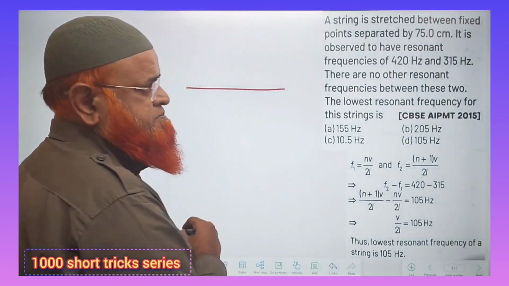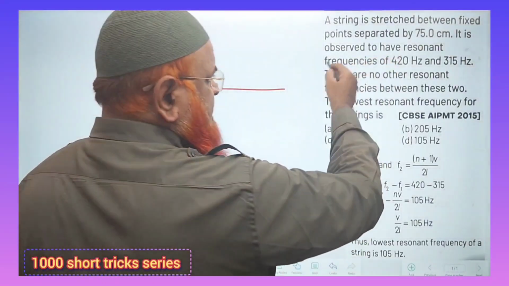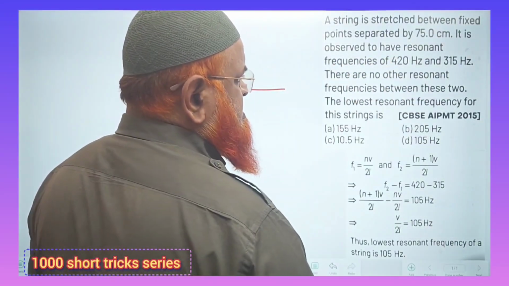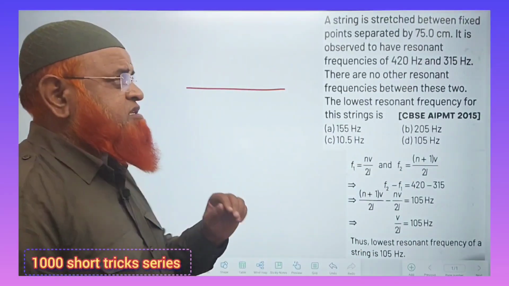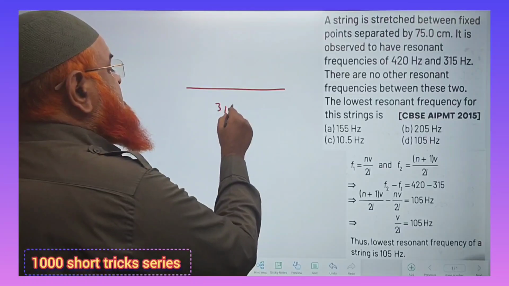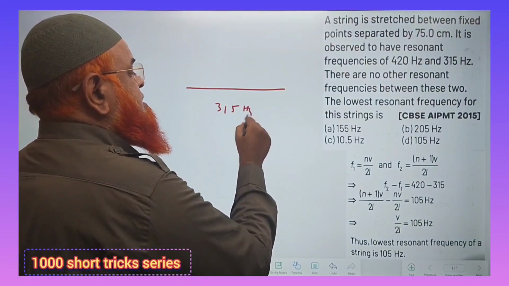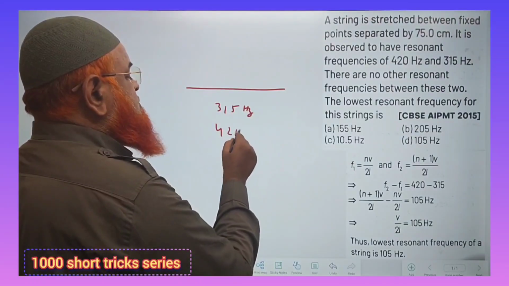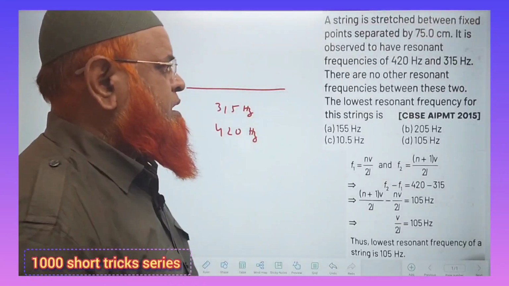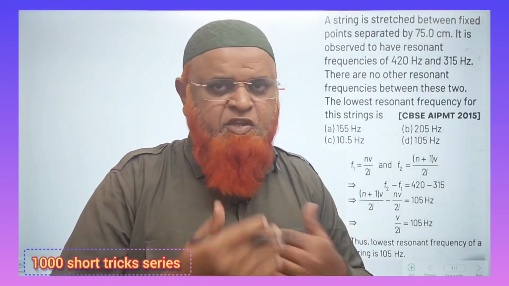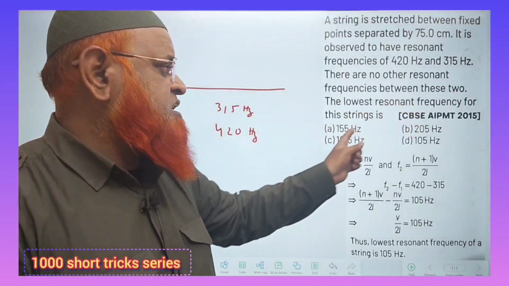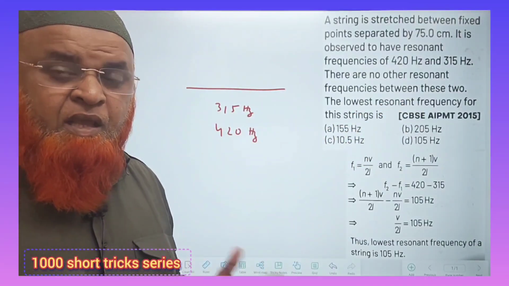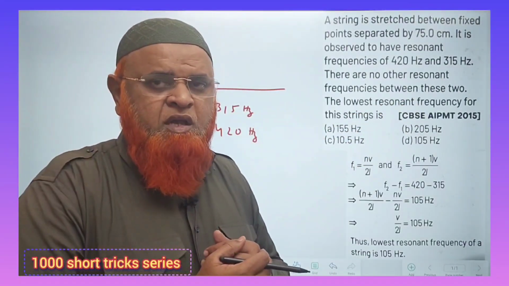There is a string, okay, and the resonant frequencies are given here. There are two frequencies given, 315 Hz and 420 Hz, and there is no other frequency in between these two frequencies. It is given like that, isn't it? And the lowest frequency of the string is going to be how much? That means you have to find out the fundamental frequency, okay.